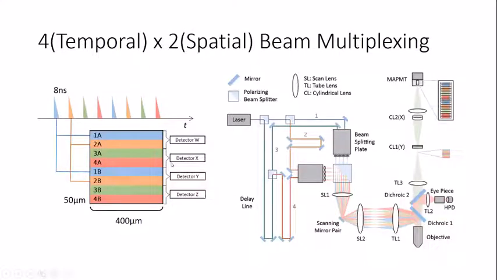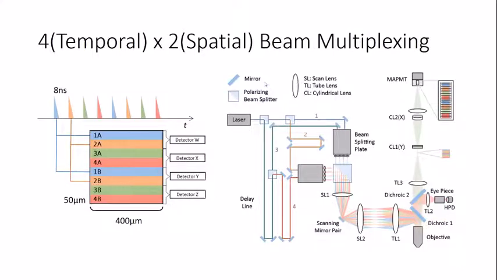So the total field of view we're designing is a 400 by 400 micron field of view. So we have 8 beams here. So each stripe is 50 by 400. So we can see how the frame rate is increased by 8 times in that way.